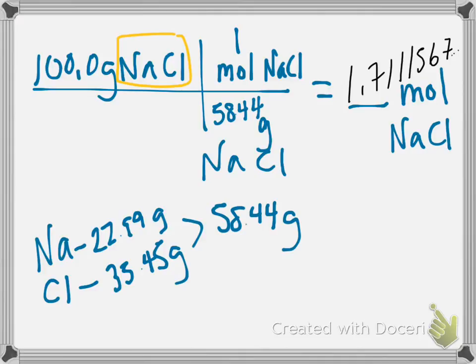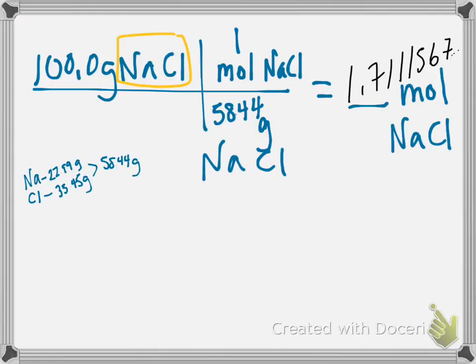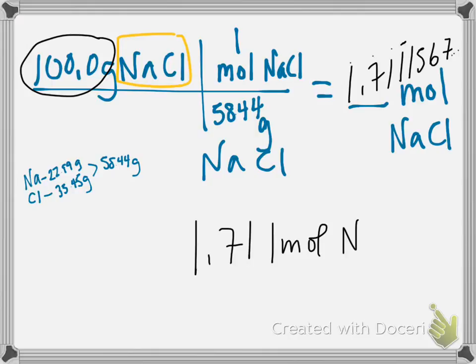So I've got an initial raw answer of 1.7111567. It just keeps going on and on and on. How many sig figs do we have? Where do you get your sig figs from? Your given. So we have to look back to our given, and we see that we have 4 sig figs in our given: 1, 2, 3, 4. This is going to have 4 sig figs in our final answer, so 1.711 moles of sodium chloride is what we're dealing with.